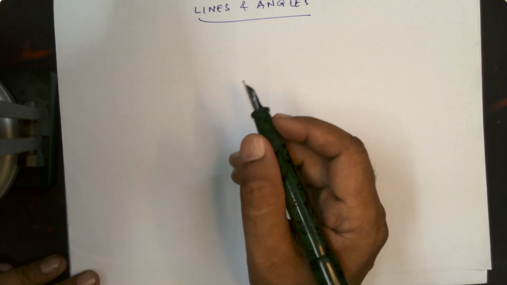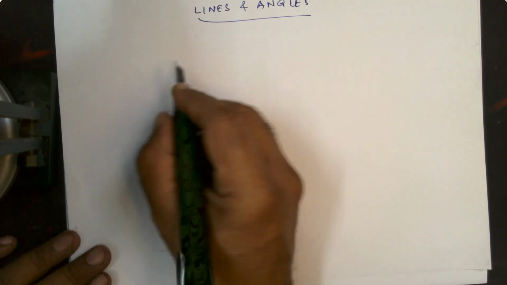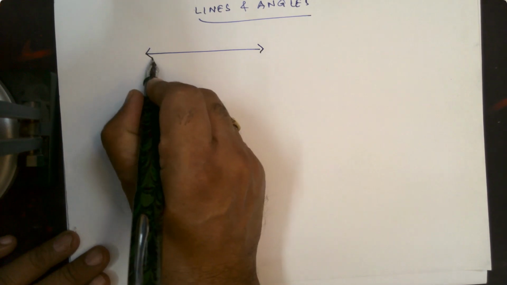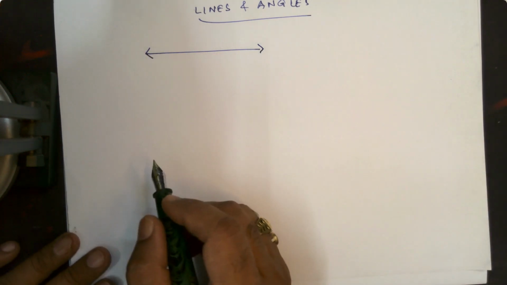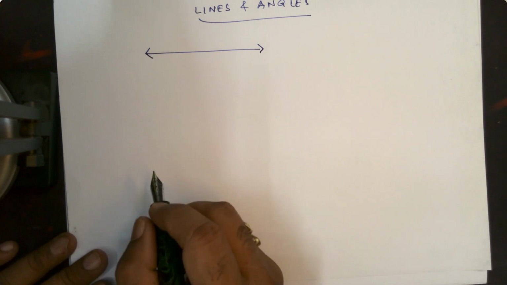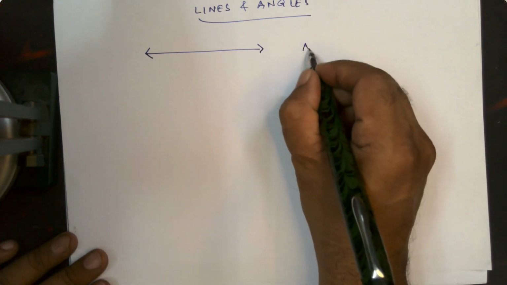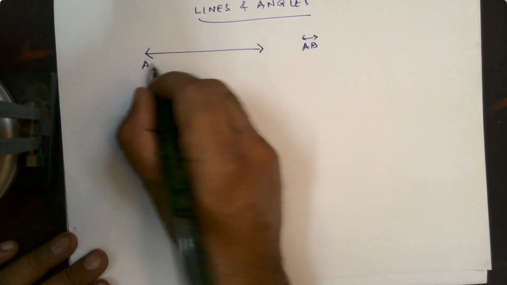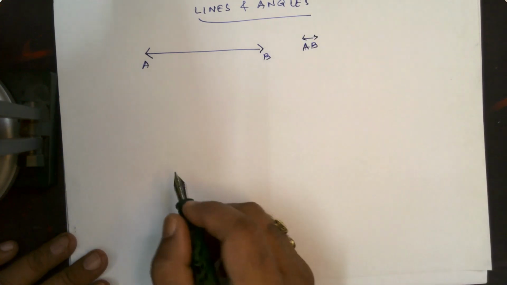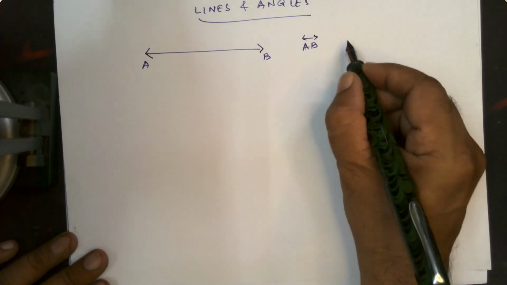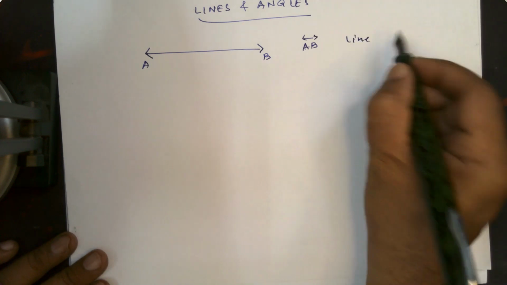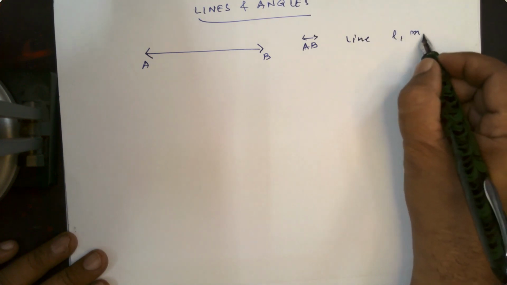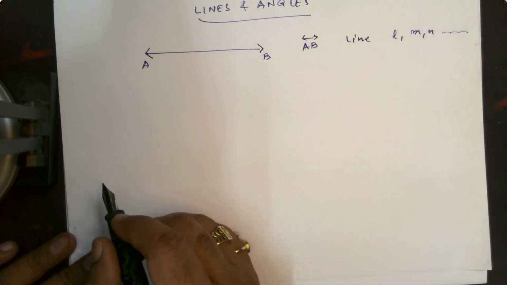Lines and angles. A line can be represented by a double-headed arrow like this. Usually this can be called AB. Sometimes this can be represented by small letters L, M, N also in this lesson.